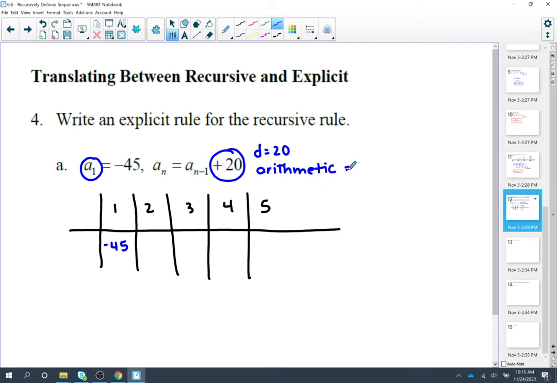which essentially means linear. Now, if I look at my table and I want to add 20, negative 45 plus 20, negative 25, add 20, negative 5. Add 20, you get 15, add 20, 35. Now, we're adding 20, that's arithmetic, which means it's linear.